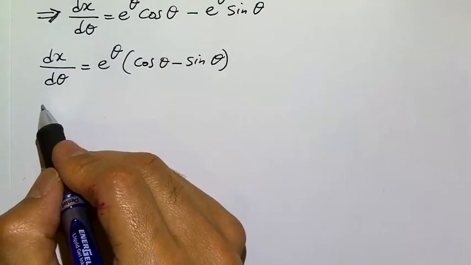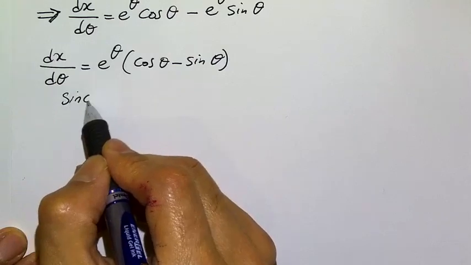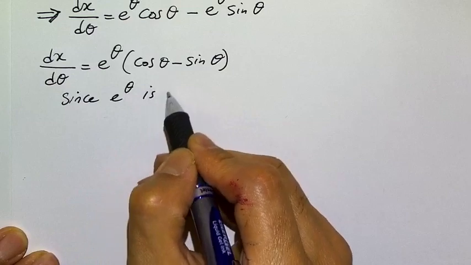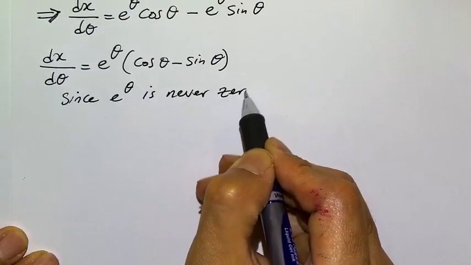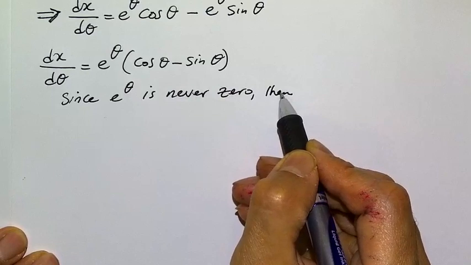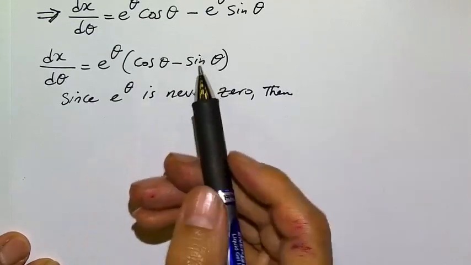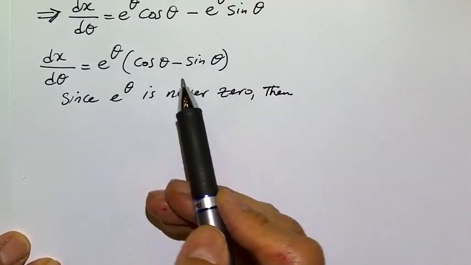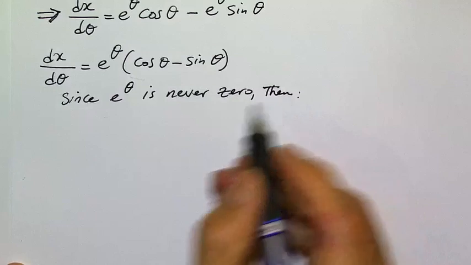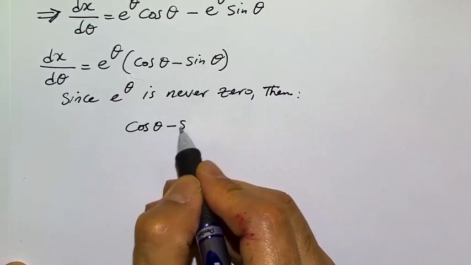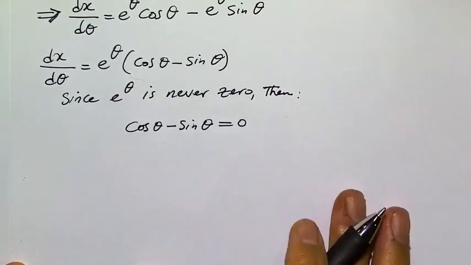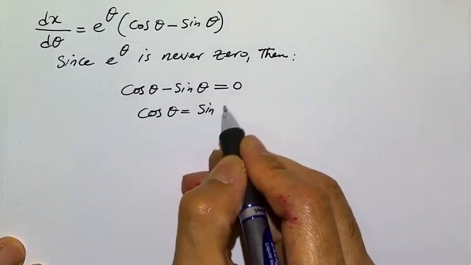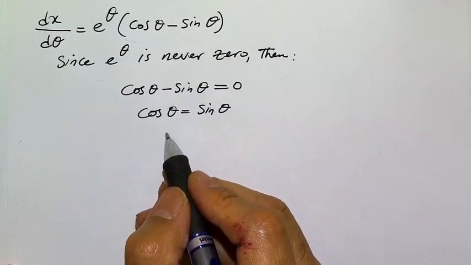So then, let me add a comment here about that. Since e to the theta is never 0, then for there to be any vertical tangents we must have this piece equal to 0. Then cosine of theta minus sine of theta must be equal to 0. And then if we add sine of theta to both sides, cosine of theta equals sine of theta.